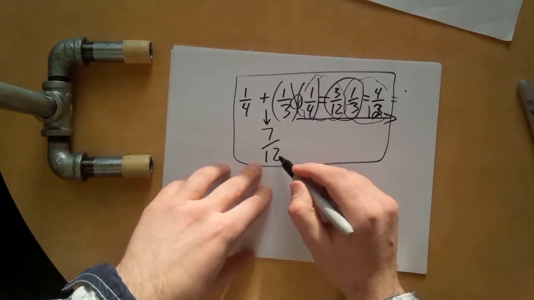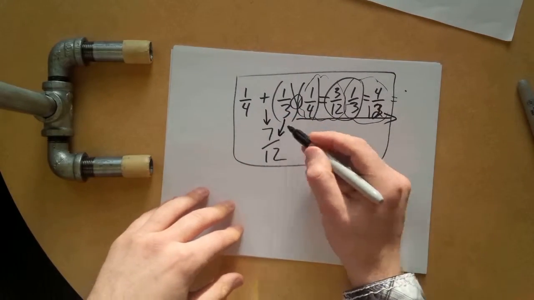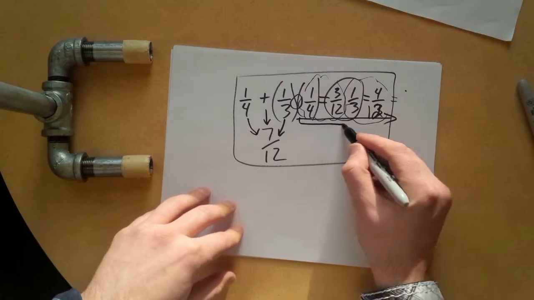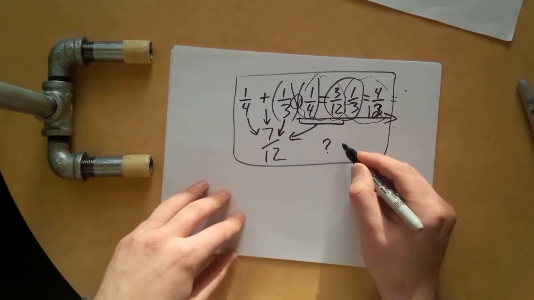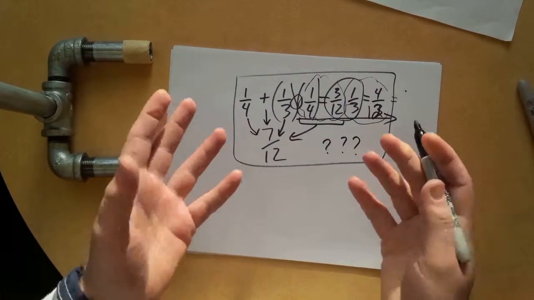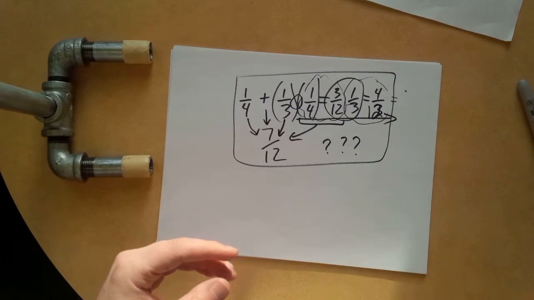What is this thing? Does it come from the plus sign? Does it come from this thing? Does it come from this thing? Does it come from a combination of things? This is the problem with having work that's not spaced out properly in math.